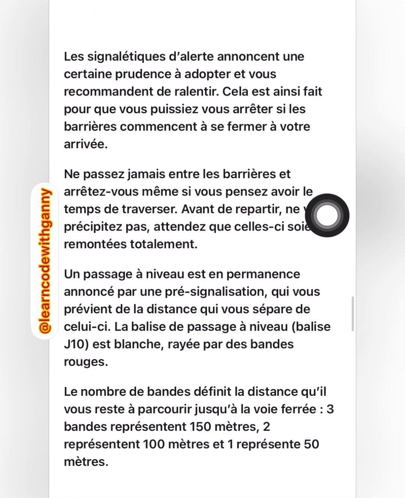So let's go. Alert signs announce a certain caution to adopt and recommend that you slow down. This is so that you can stop if the barrier starts to close when you arrive. So you have to stop. When passing between the barrier and the stop, even if you think you have time to cross before leaving, do not rush. Wait until the barriers are completely raised. A permanent level crossing is announced by a pre-signal which warns you of the distance that separates you from it.